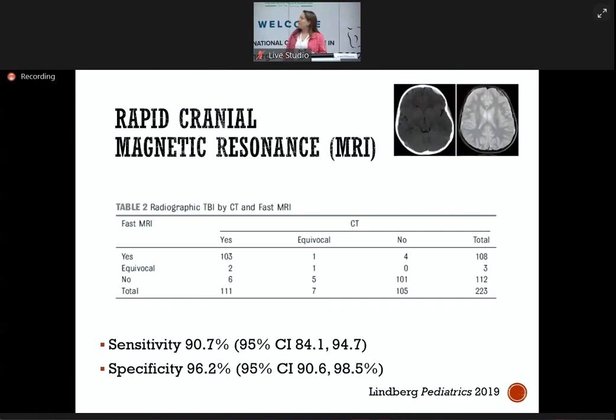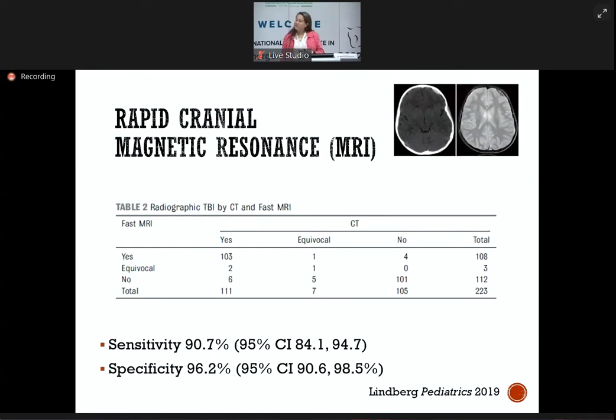What about MRI? There's increasing interest. Typically for trauma, you're not doing a full brain MRI for a pediatric patient, but something called a rapid cranial MRI. They can be done quickly, so they would be possible for trauma, but there's a limited literature of how good they are at picking up significant injuries.